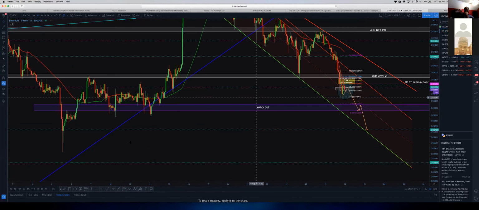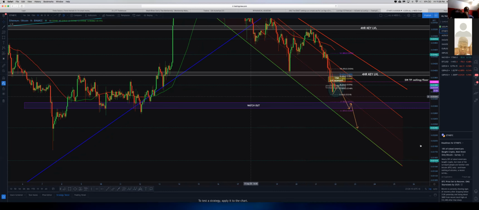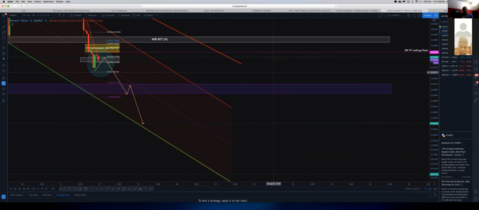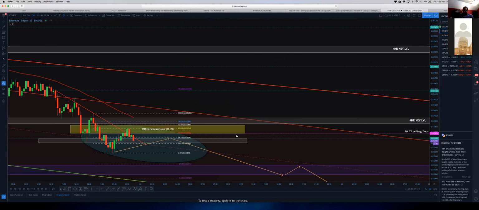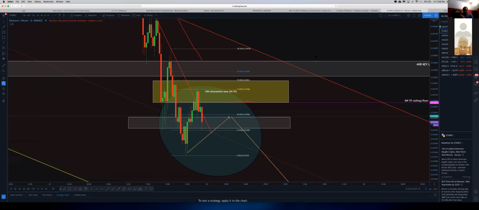But it could just go right back up. We might get, I don't know, a double. This bear candle might continue down. Maybe we'll stop here and start reversing. Who knows?